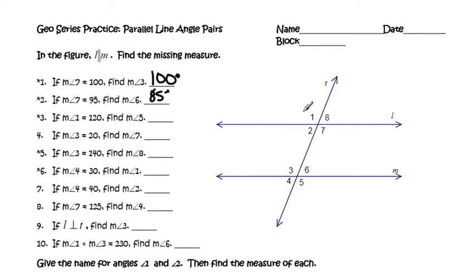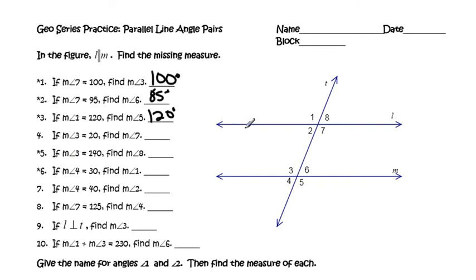Number 3, the measure of angle 1 is 120 degrees. Then angle 5 would also be 120 degrees because we have a set of alternate exterior angles, and alternate exterior angles are congruent.